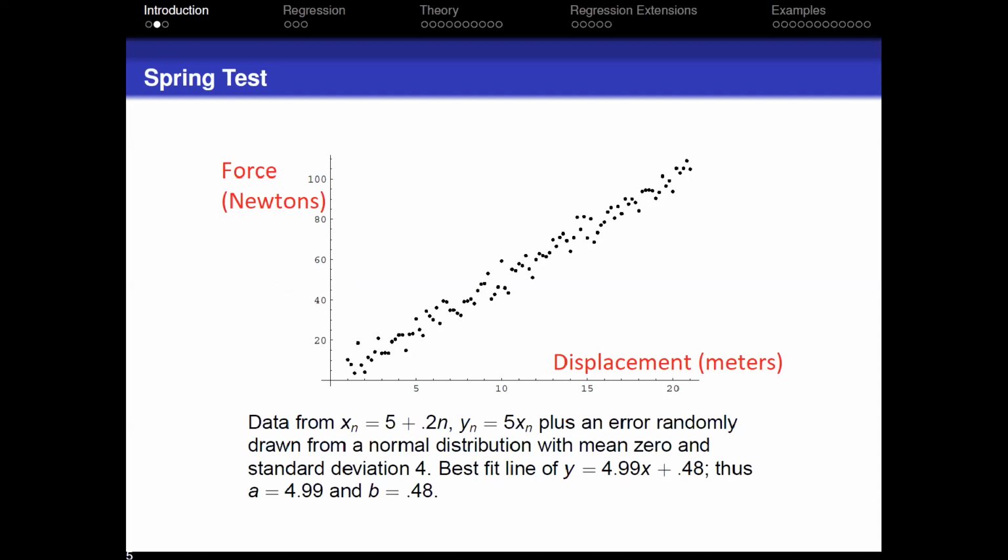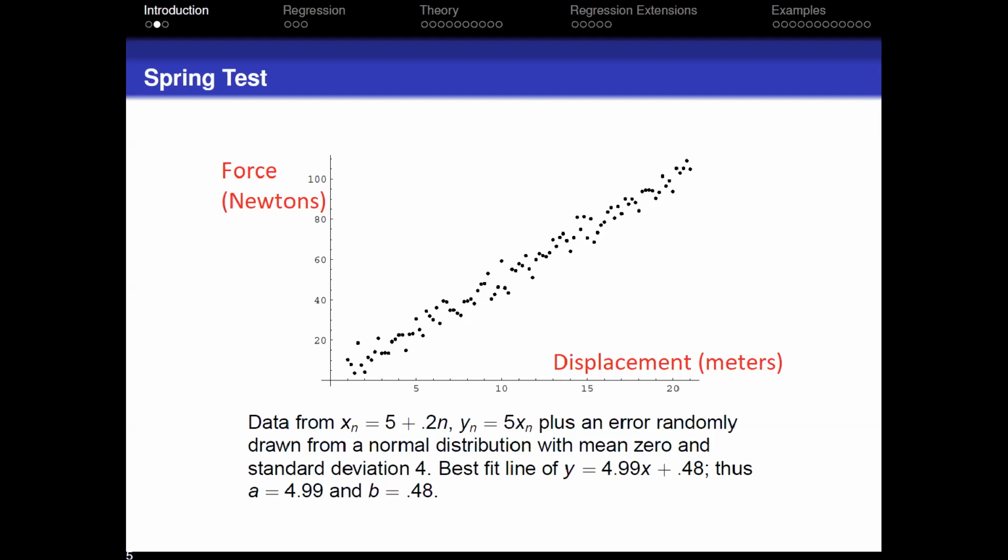I basically just simulated data with Gaussian errors, so it should look linear. As you displace it more, the force increases by a constant proportion, and that proportionality is the spring constant. I believe when Hooke first published this law, he published it as a Latin anagram. Thankfully, we do not do this anymore for scientific discoveries, but this was a way to tell the community, I've got the result, to establish priority without necessarily giving it out. All right, so the best fit line, and we'll talk about that in a little bit, is 4.99x plus 0.48.